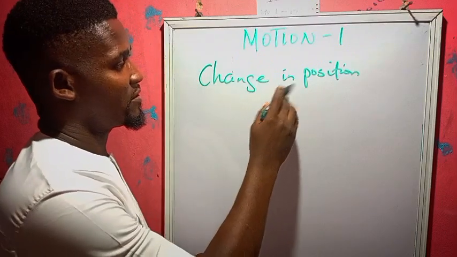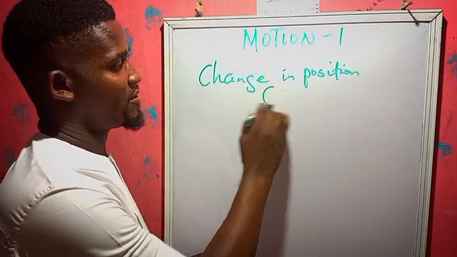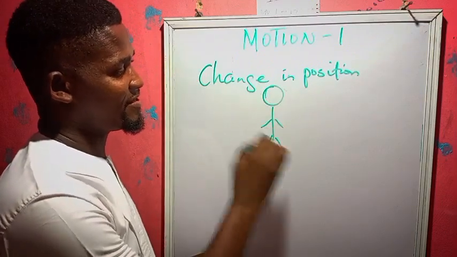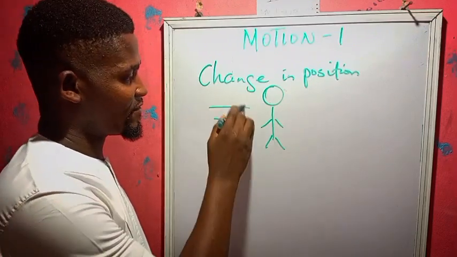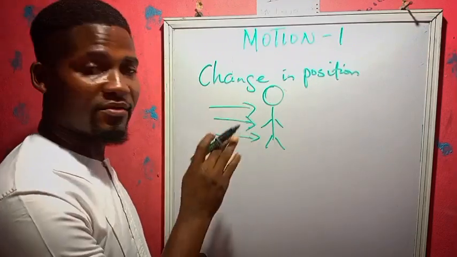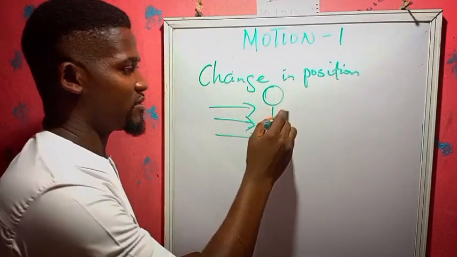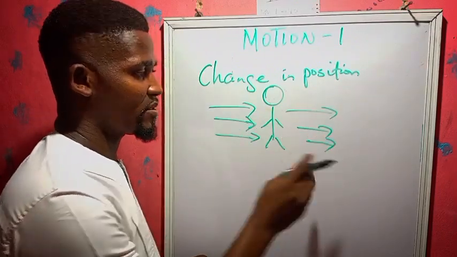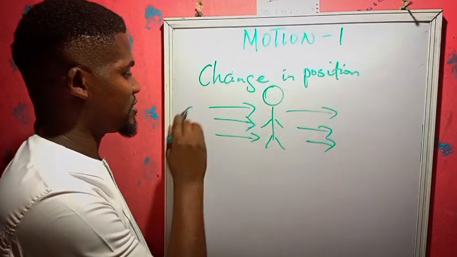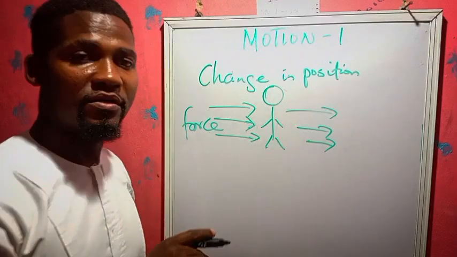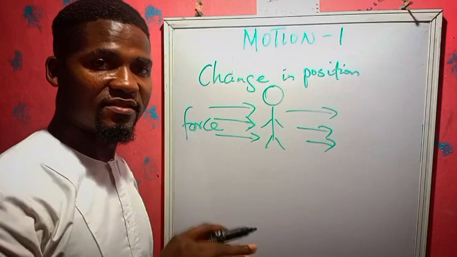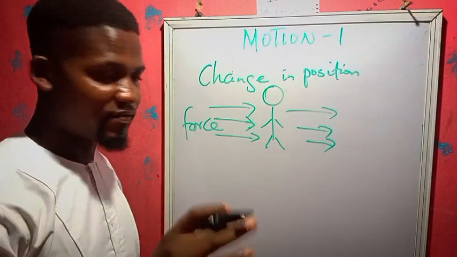So let's say we have an object here, static, and there is a force coming in this direction. It pushes this object in this direction. The object experiences what? Motion, and moves. Now, we have types of motion in physics.